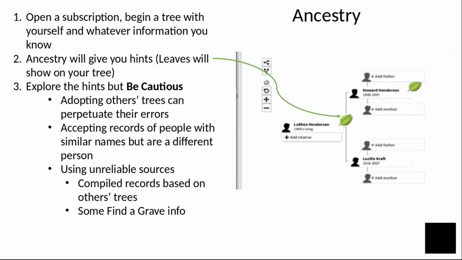So let's look first at Ancestry. If you open a subscription and enter some of the first people, you'll see a tree that looks something like this. And then as you put a few people in, you will get some green leaves. Those green leaves indicate that they have a hint for you to follow. So open up the hints, but be very careful about which hints you accept.